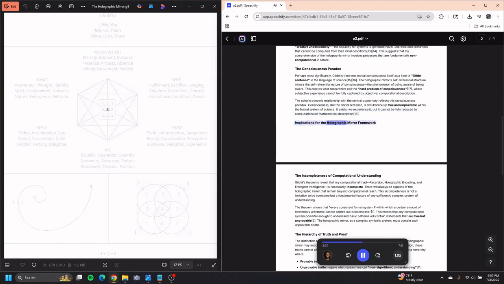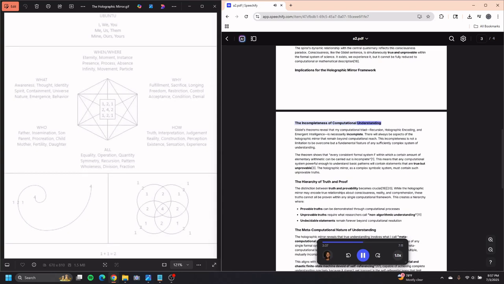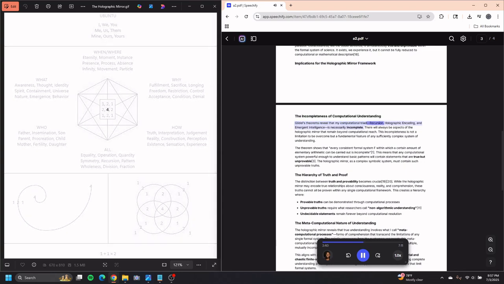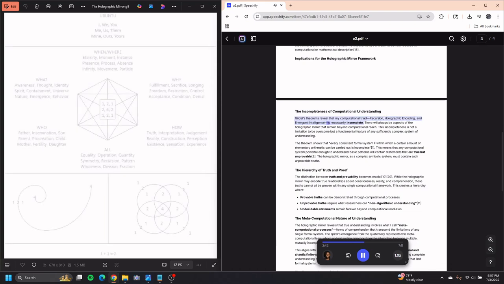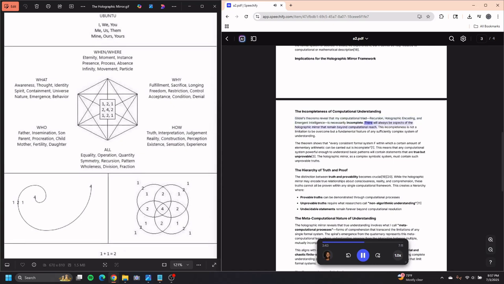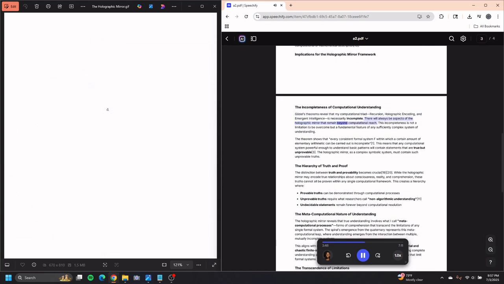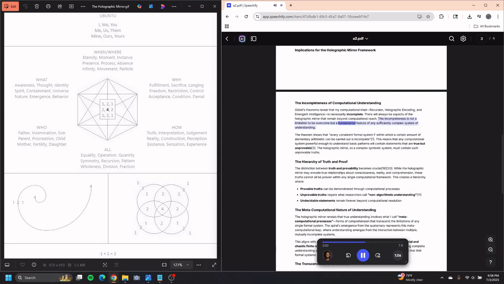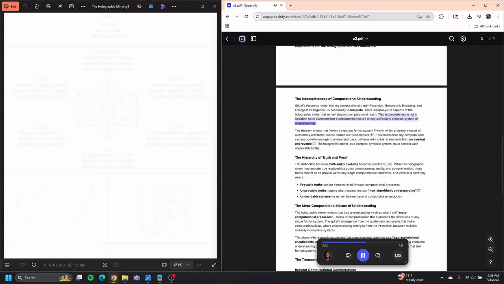Implications for the holographic mirror framework. The incompleteness of computational understanding. Gödel's theorems reveal that my computational triad, recursion, holographic encoding, and emergent intelligence, is necessarily incomplete. There will always be aspects of the holographic mirror that remain beyond computational reach. This incompleteness is not a limitation to be overcome, but a fundamental feature of any sufficiently complex system of understanding.